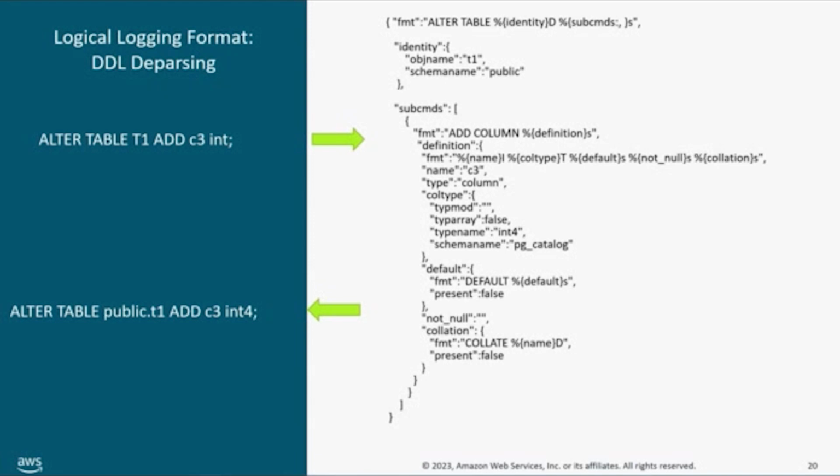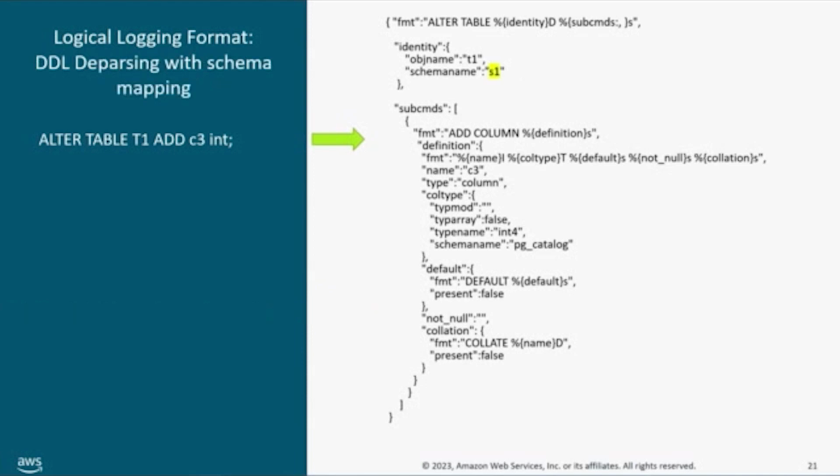We have mentioned that one of the main advantages of using such a structured format is that it enables machine editing to support things like name mapping. How that can be done is that before reconstructing the DDL commands, we can edit this JSON document. For example, if the user wants to map the schema public to schema S1, we can find all the fields for schema name that match public and replace that with S1. Then when we reconstruct the command, we'll get ALTER TABLE S1.T1 instead of ALTER TABLE public.T1.